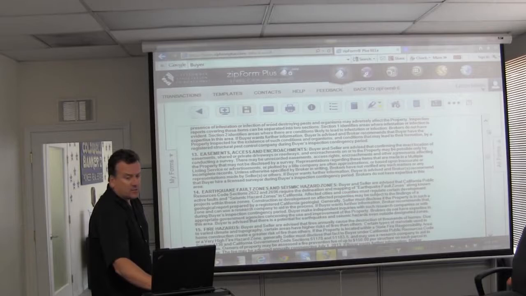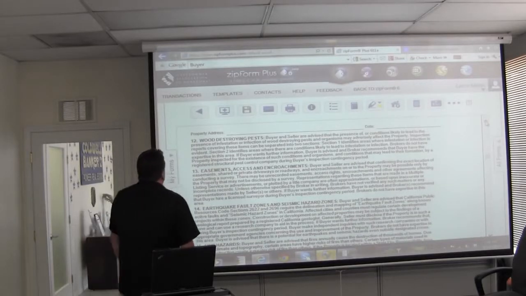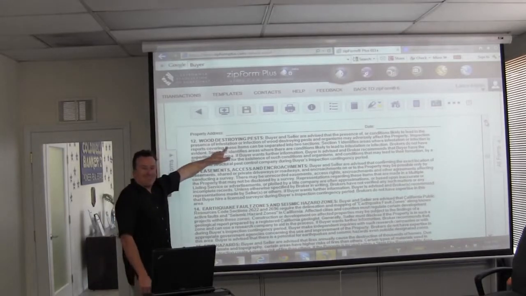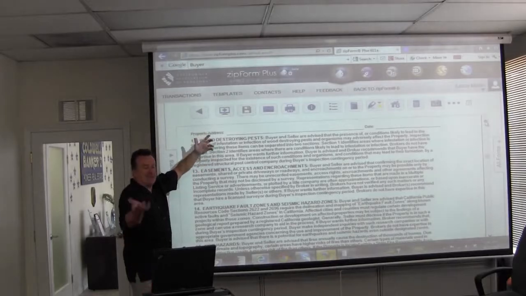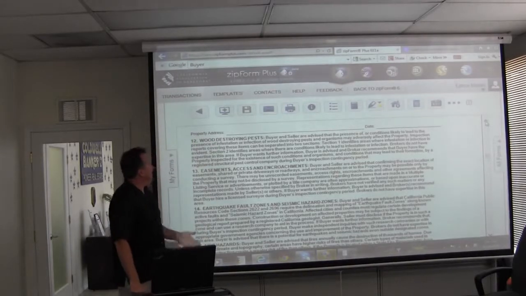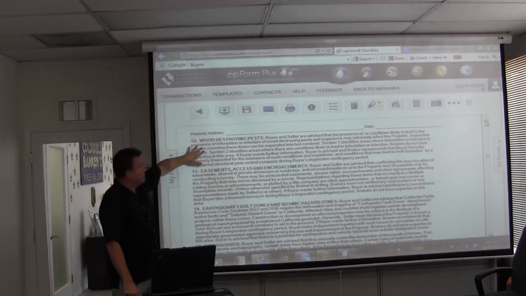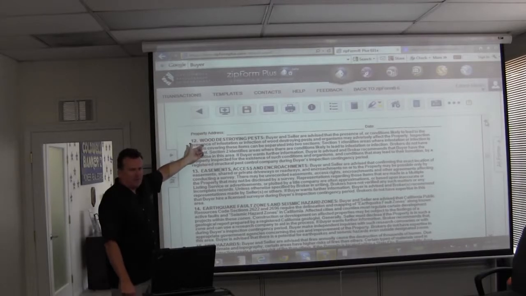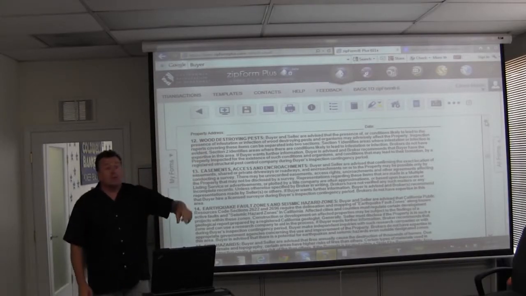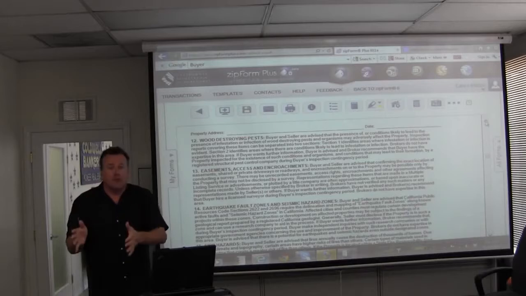Wood destroying pests, that's our... everyone knows that that's a termite report, right? Yeah. I had an agent, we did this class 6 months ago, and didn't realize that was a termite report. Which I get it, why don't they just call it a termite report? Well, because wood destroying pests are not just exclusive to termites.